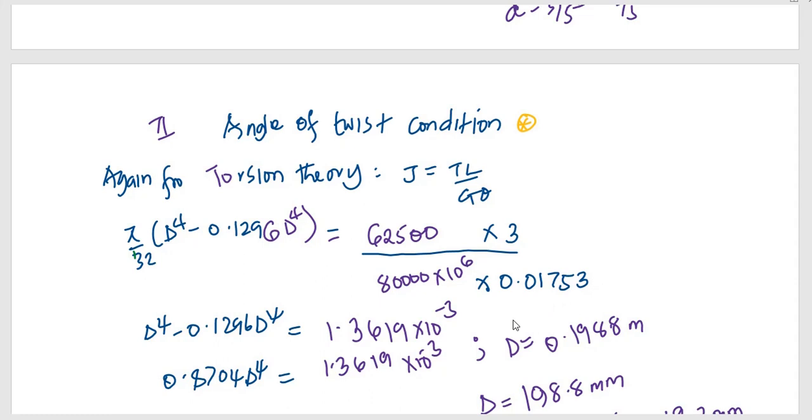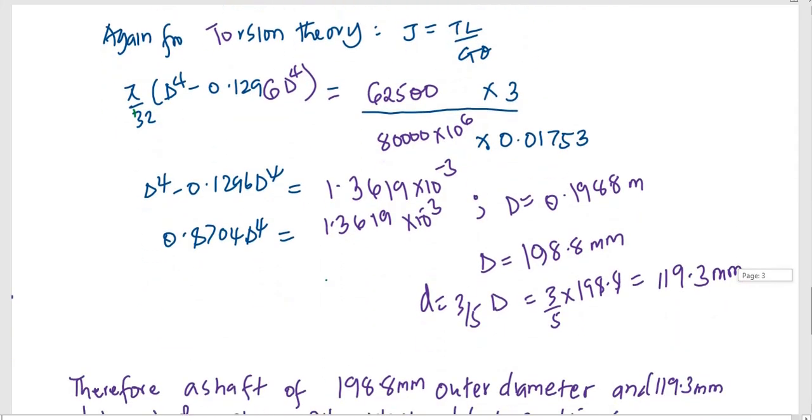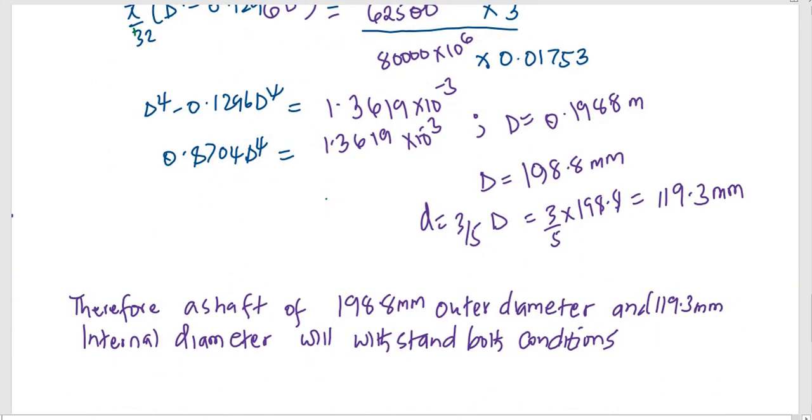This will give us 0.01753. So when we substitute in our values and solve for D, we find that D is equal to 0.1988 meters, and D is equal to 198.8 millimeters. The internal diameter is 3/5 times the outside diameter. For the angle of twist condition, our internal diameter is going to be 3/5 times 198.8, which gives us 119.3 millimeters.